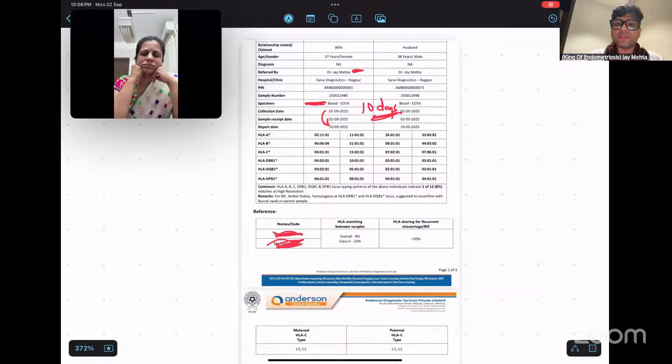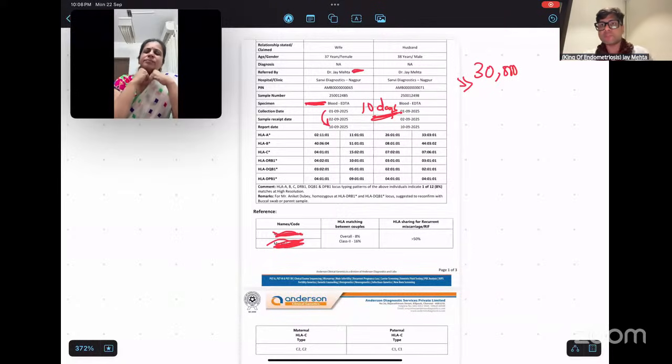How costly is it? It is very, very expensive. For the couple, if we do it for both, at your best bet it is going to cost around 30,000 rupees, and it is always going to be more than that. It is expensive, so you have to keep that in mind when you are advising this test to the couple.